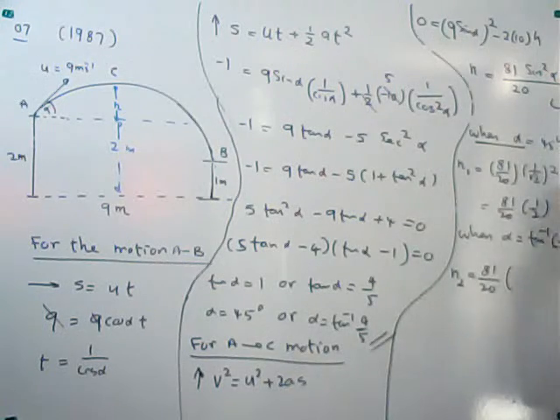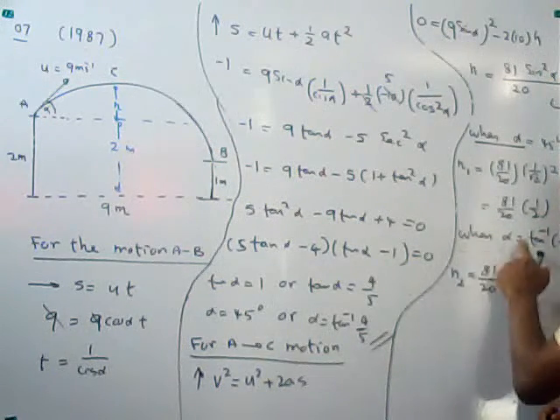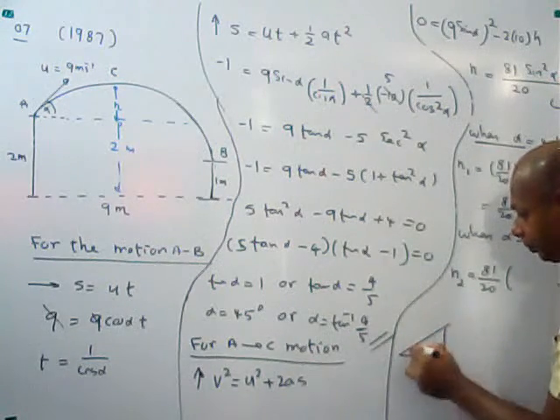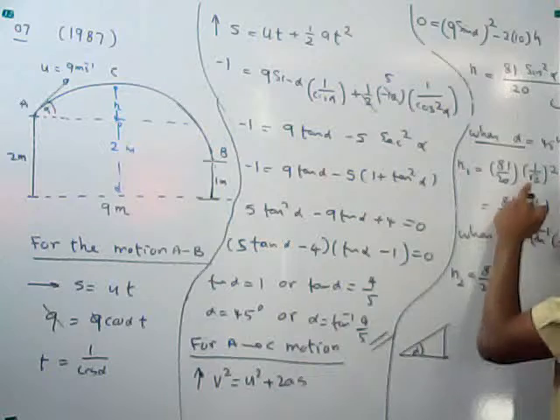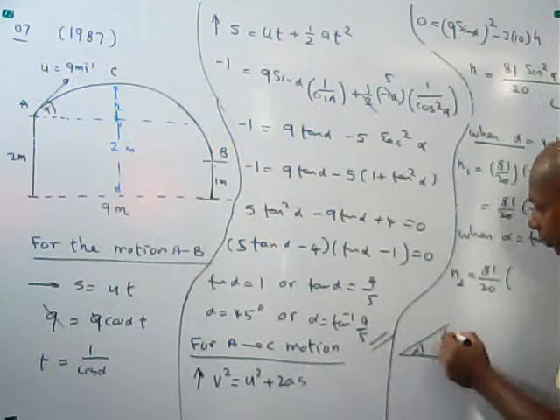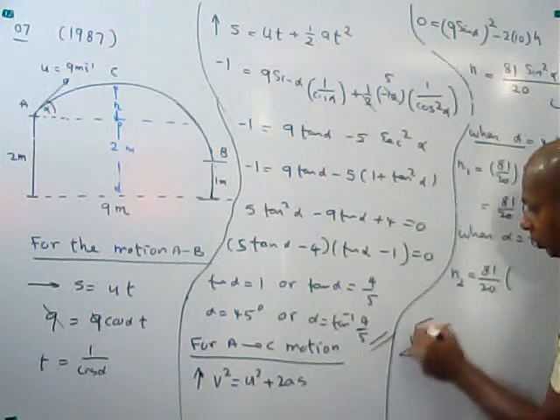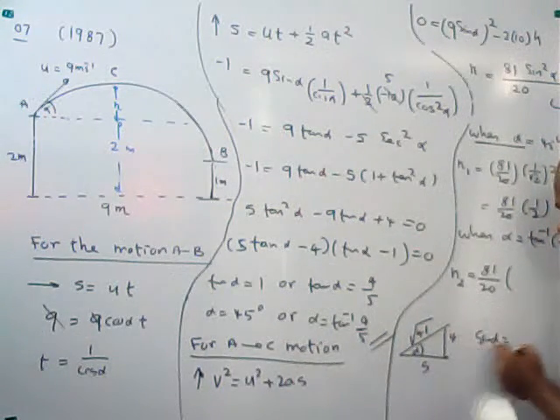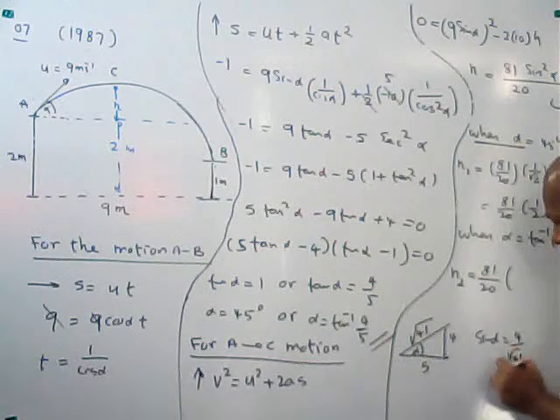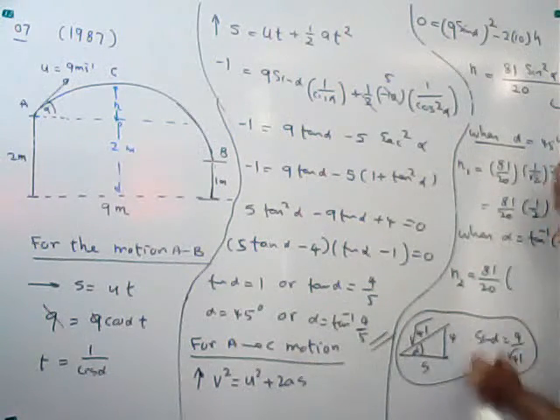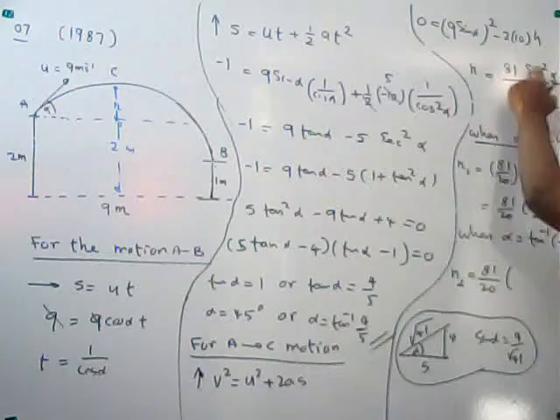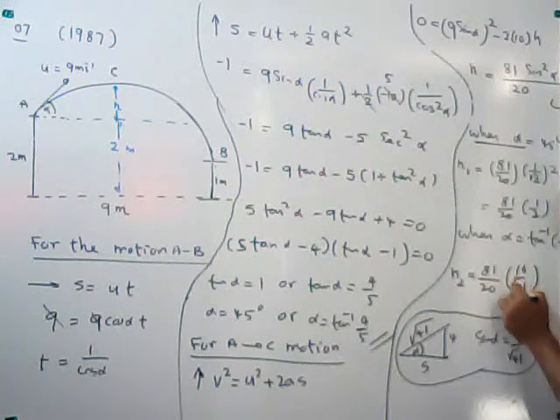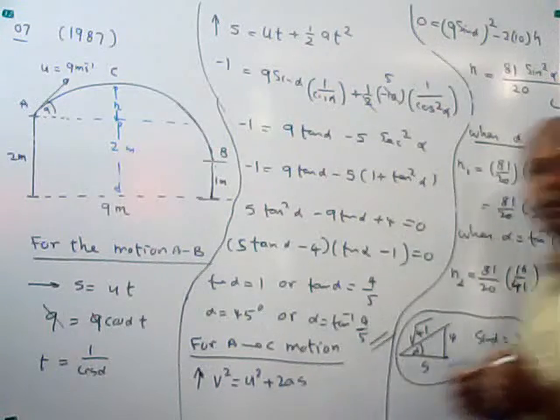We need sine alpha. For the moment, we have tan alpha only. Tan alpha, let's do a triangle and find it. Since tan alpha is 4/5, the hypotenuse will be square root of 41. So sine alpha is 4 over root of 41. Sine squared alpha is what we need to substitute here. Sine squared alpha is 16 over 41. So this is what we get for h2.